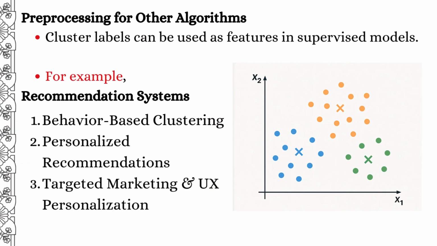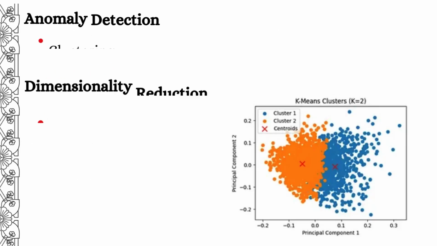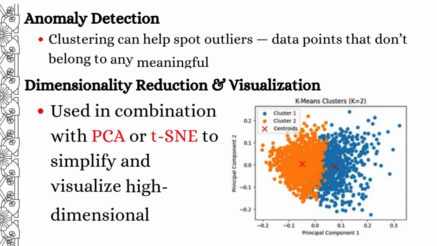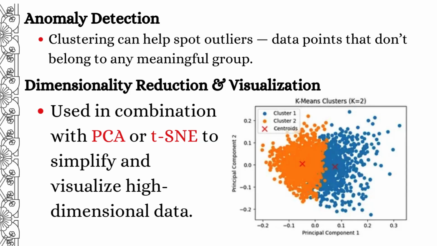Preprocessing for other algorithms. Cluster labels can be used as features in supervised models. For example, grouping users by behavior before feeding into a recommendation system. Anomaly detection. Clustering can help spot outliers, data points that don't belong to any meaningful group. Dimensionality reduction and visualization, used in combination with PCA or t-SNE to simplify and visualize high-dimensional data.